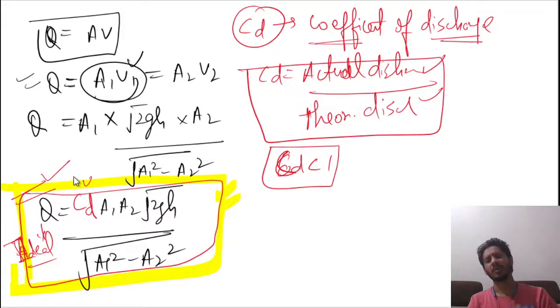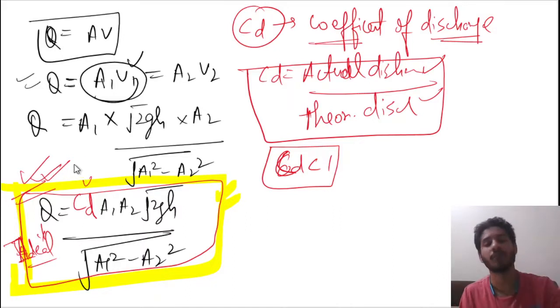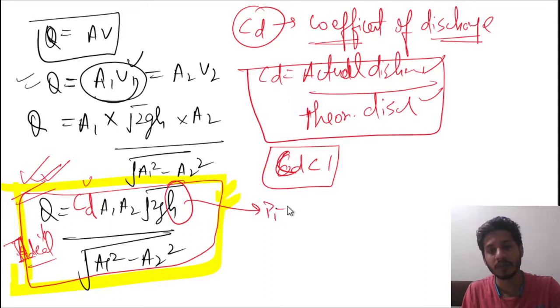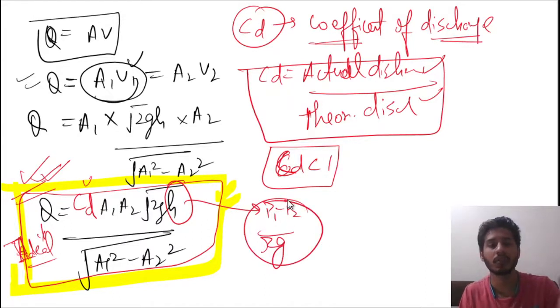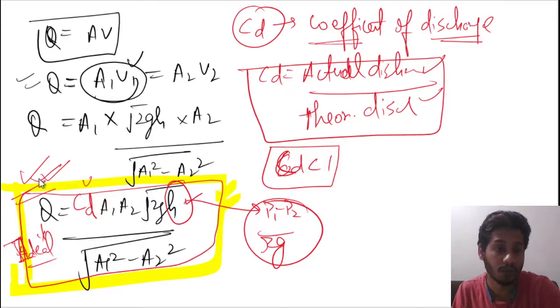You don't need to remember the entire derivation part, but this formula is very important. You have to remember this and how we have calculated this P1 minus P2 upon rho g, because GATE always plays with the concepts. So they may give you the pressure at 2 points and you don't know H, and then you have to find the discharge or flow rate through the venturimeter.